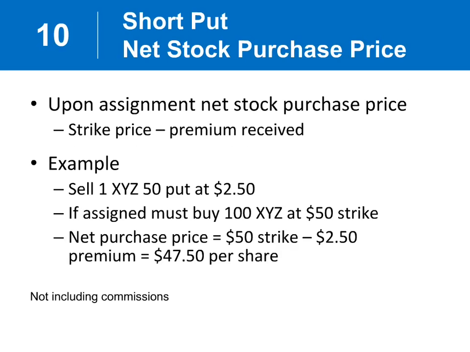So let's take a look at a $50 put. We've got XYZ, and we sell one $50 put. That means we are taking on an obligation to buy the stock if it's below 50 at expiration. And we're going to sell that put at $2.50. So again, by selling a 50 put, we are taking on the obligation to buy stock anywhere below 50 at expiration.